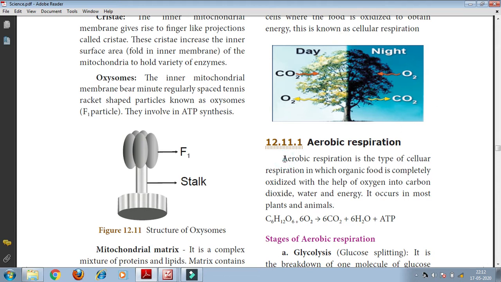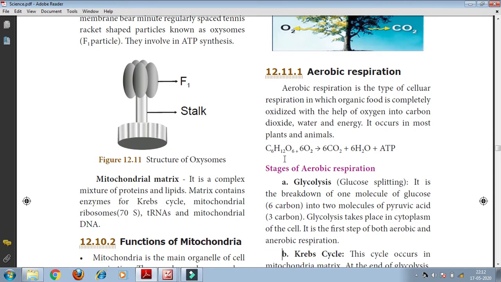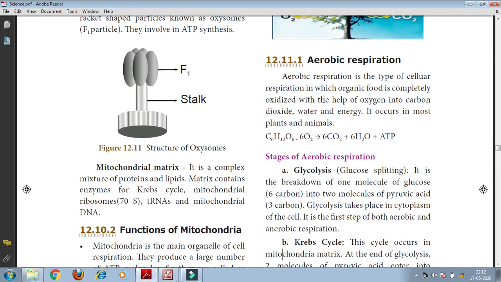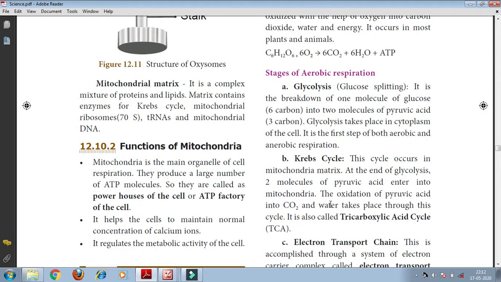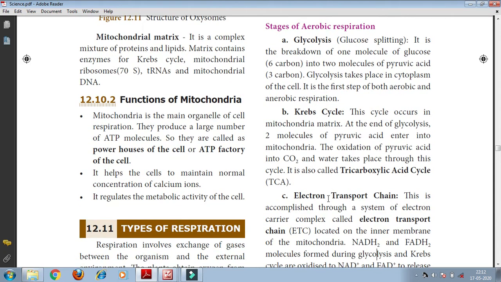Now we are going to see about aerobic and anaerobic respiration. First we see aerobic respiration. Aerobic respiration is the type of cellular respiration in which organic food is completely oxidized with the help of oxygen into carbon dioxide, water and energy. This we know from the photosynthesis process. There are different stages of aerobic respiration, and this is a very important 5 mark question. There are three stages: glycolysis, Krebs cycle, and electron transport chain.